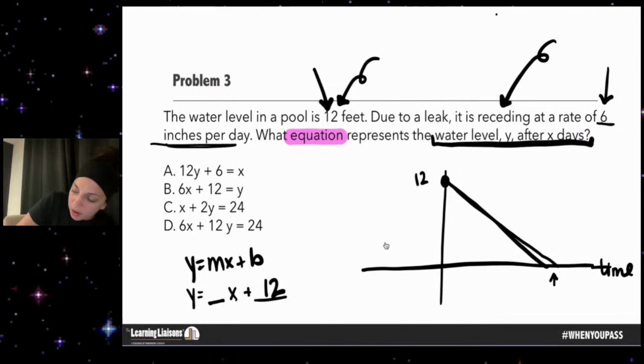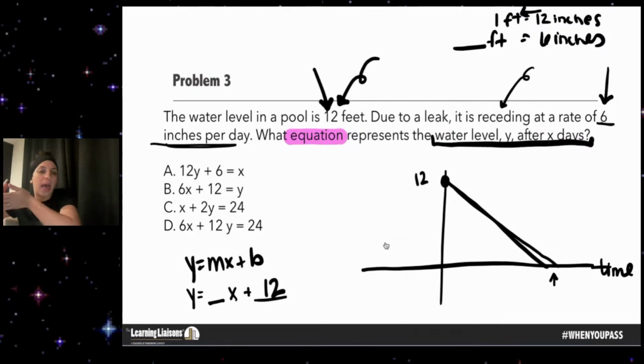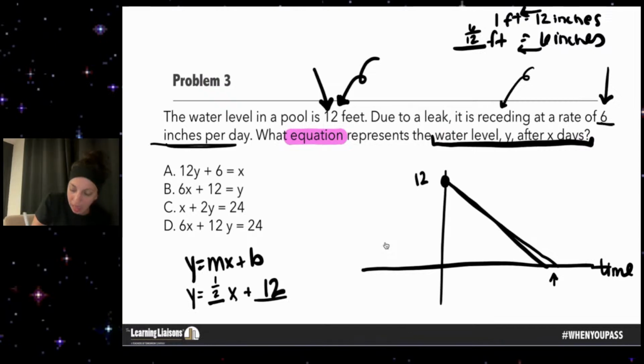So if 1 foot equals 12 inches, then 6 inches equals how many feet? Well, if I'm going this way to get from 12 to 1, I have to divide. 12 divided by 12 equals 1. So I'm going to divide 6 by 12, and 6 divided by 12 is 1/2. So I'm losing 1/2 of a foot of water per day.